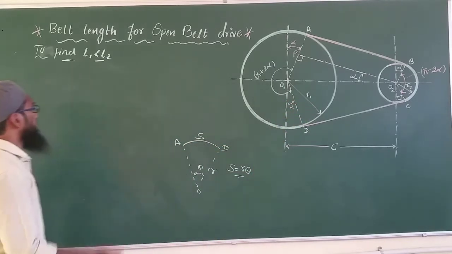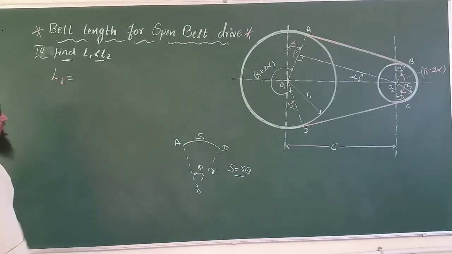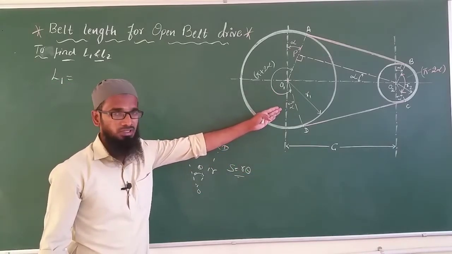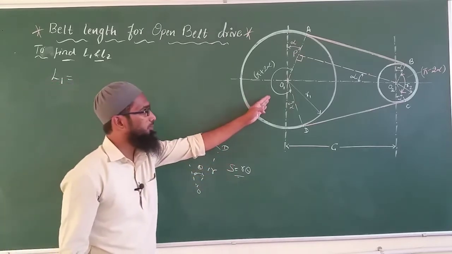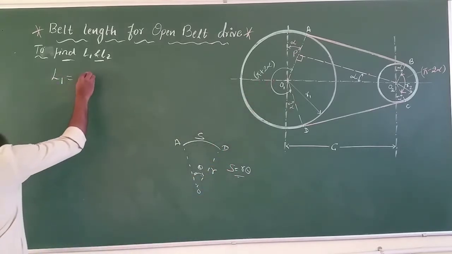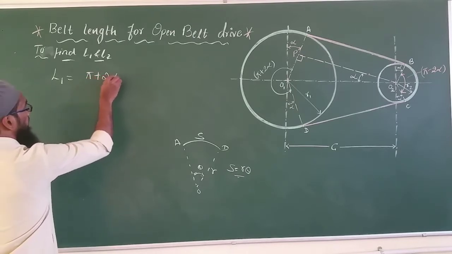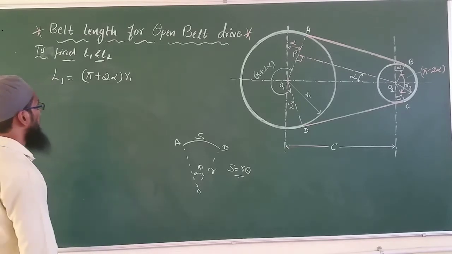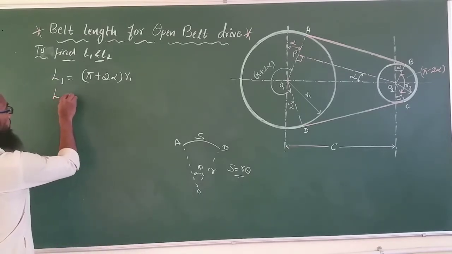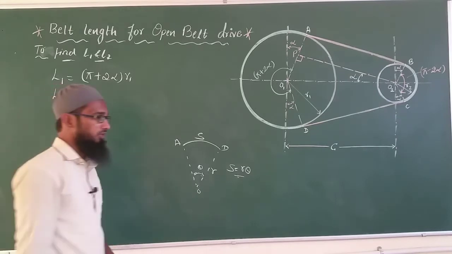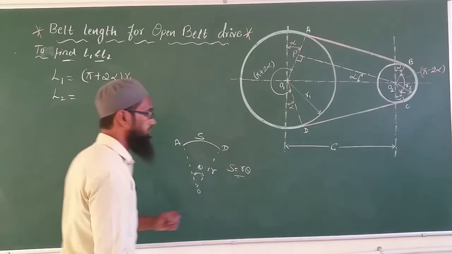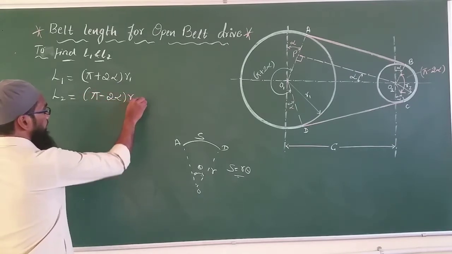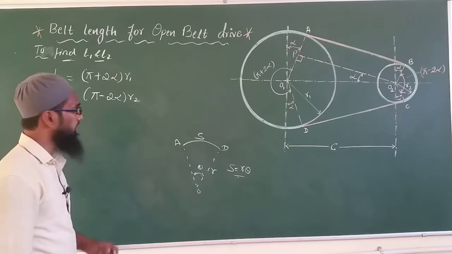Now L1 becomes, so I have to take the radius R1 here, that is for the larger pulley. Theta is nothing but pi plus 2 alpha. So I take pi plus 2 alpha into R1. This is our L1 value, that is the equation. Now similarly L2 is nothing but angle into radius, where the angle is pi minus 2 alpha. So I take pi minus 2 alpha into R2. So this is our L1 and L2, it's very simple.